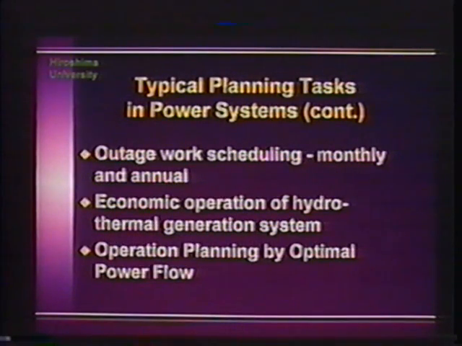The outage work scheduling means that other apparatuses in power systems must regularly be replaced or put under maintenance. At that time, we need to take some parts of the power system out of service. And there are many such outage works. And so we have to adjust or schedule these outage works on a monthly basis or annual basis.